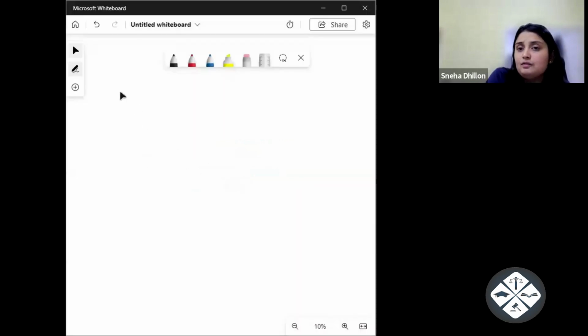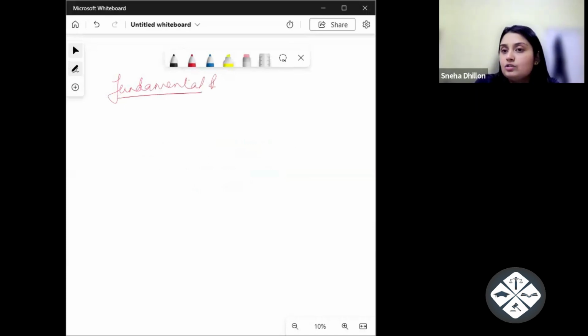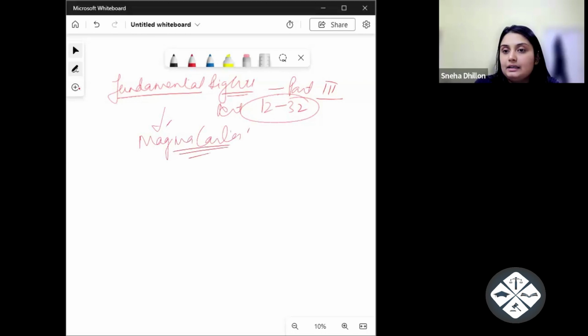It is one of the salient features of the Indian Constitution. Now what about fundamental rights? Now fundamental rights, they are also important features of the Indian Constitution, provided in Part 3. They are described from Article 12 to 32, and they have been called the Magna Carta of the Constitution. They are known as the Magna Carta of the Constitution.